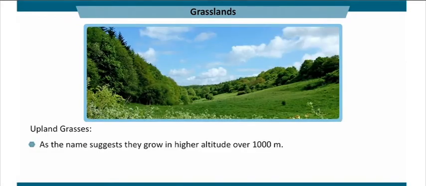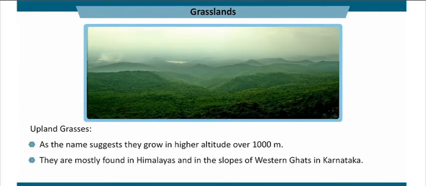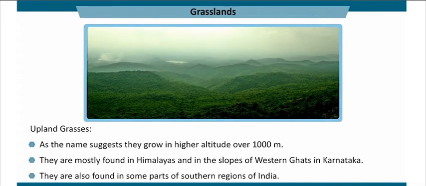Upland grasses. As the name suggests, they grow in higher altitudes over 1000 meters. They are mostly found in the Himalayas and in the slopes of the Western Ghats in Karnataka. They are also found in some parts of the southern regions of India.